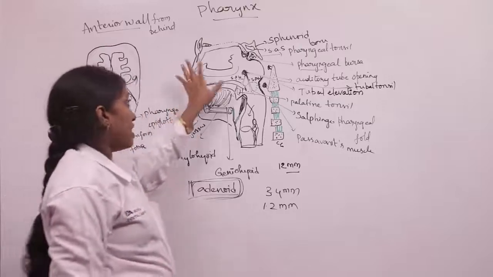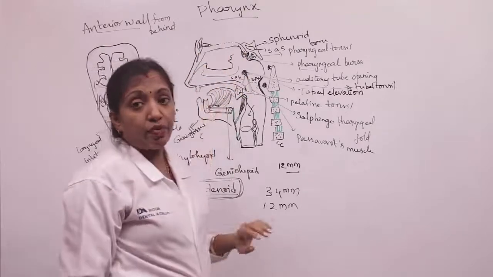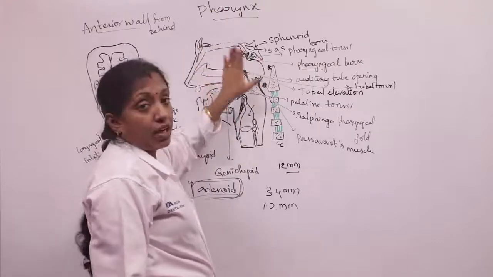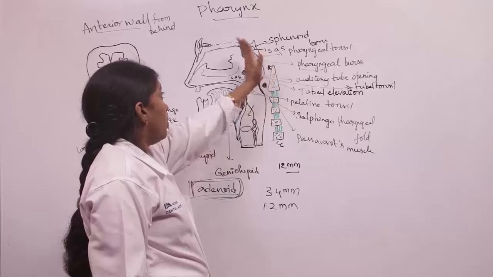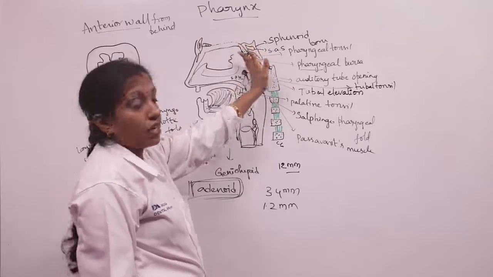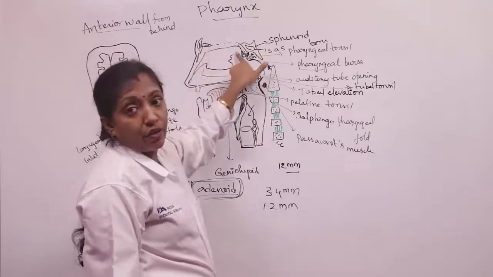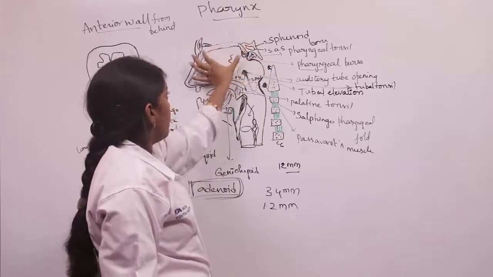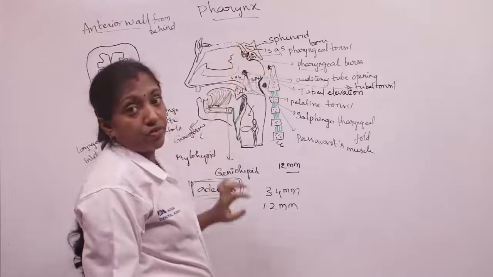So the anterior wall of the nasopharynx is free and it communicates with the nasal cavity through choanae. Roof and posterior wall of the nasopharynx are formed by the basilar part of the occipital bone, sphenoid bone and anterior arch of atlas. This is the roof and posterior wall. They are both continuous with each other.